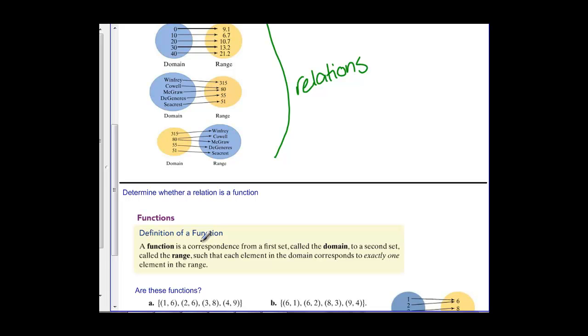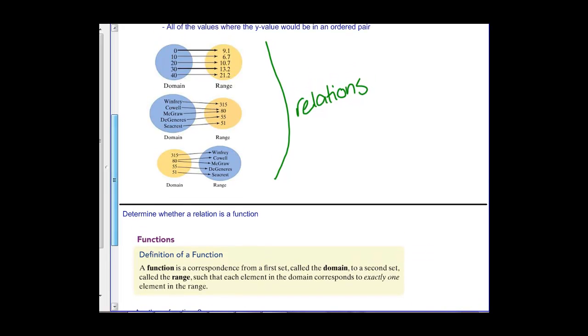So I want us to look back at these three really quickly. So these are relations, but now we need to find out if these are also functions. So for this first one, is this going to be a function? Yes, every single value in the domain goes to exactly one point in the range. So this one, function. All right, what about the second one?